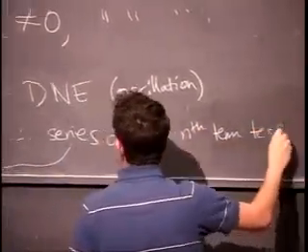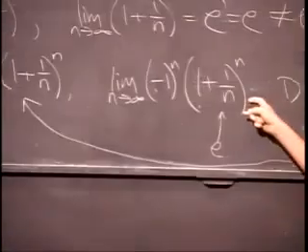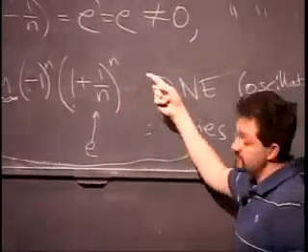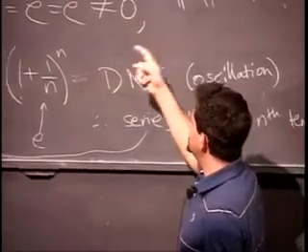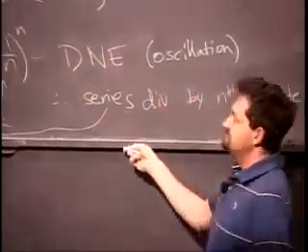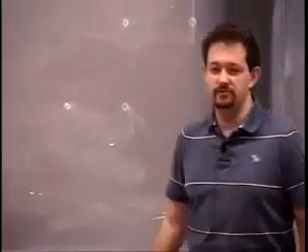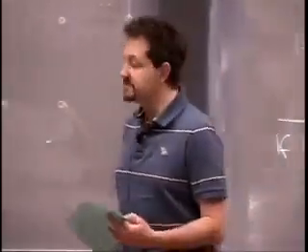If that limit over here were 0, we'd have a hope. Couldn't use the nth term test. It could converge or could diverge. But if the limit is not 0 or does not exist, automatically say the series diverges. Case closed. So actually, that's all there is to the nth term test.